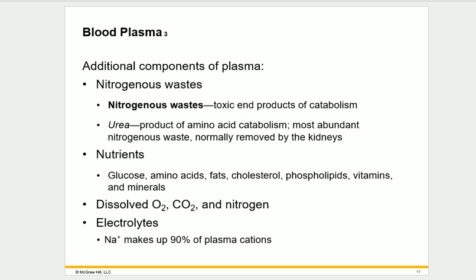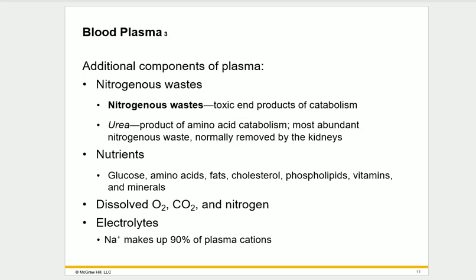So in addition to everything we talked about, blood plasma also includes nitrogenous wastes. So these are the toxic end products, most abundant of which is urea. Urea is normally removed by the kidneys, and that is what our urine is, right? Urea is our nitrogenous waste.